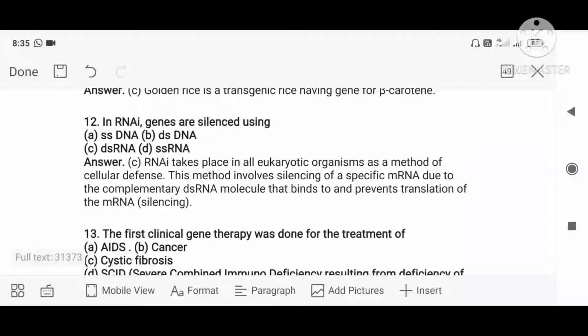Now, RNAi means what? RNA interference. Genes are silenced, how are we silencing the gene? You know the defense mechanism in eukaryotes, what is it? They produce double stranded RNA, dsRNA, which goes and suppresses the mRNA. So, that is why the answer will be: RNAi, or RNA interference, takes place in all eukaryotic organisms. It is a cellular defense mechanism, and this method involves silencing of specific mRNA due to complementary dsRNA.